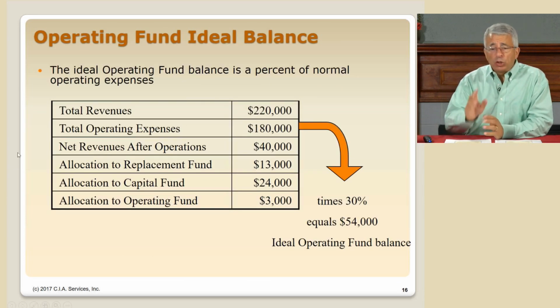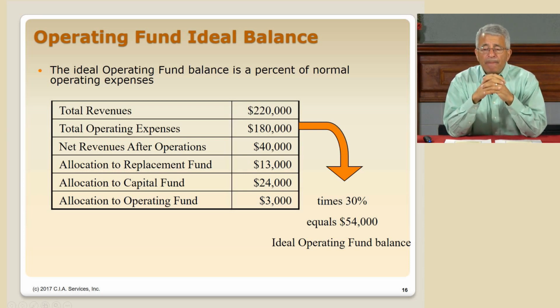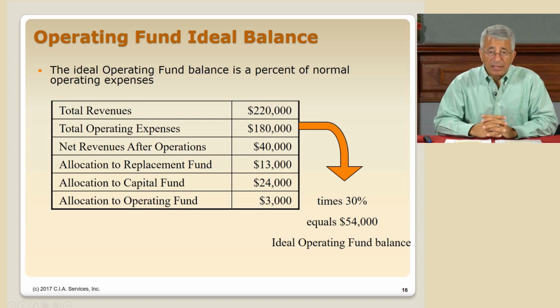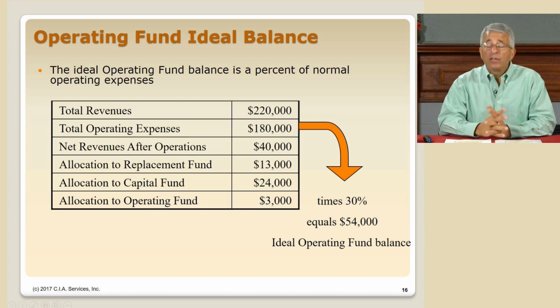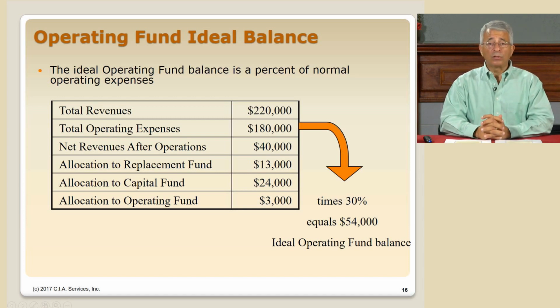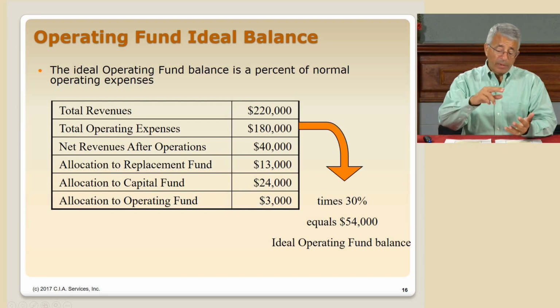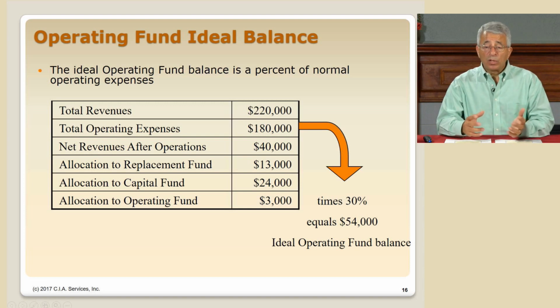So now we're going to do a few super budget calculations, and we're going to start with the operating fund. I said earlier that the ideal balance, or the target level, of the operating fund is going to be some percentage of your normal operating expenses. In this very summarized example, the total revenues of this association are $220,000. The amount they spend every year on operating items, the electricity, the water, the grounds maintenance contract, the management contract, postage, copies, legal expenses, all of that, normally adds up to $180,000.